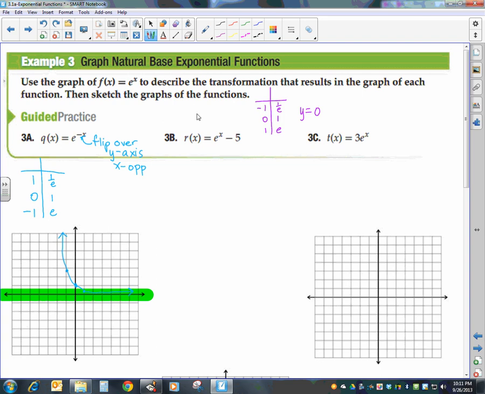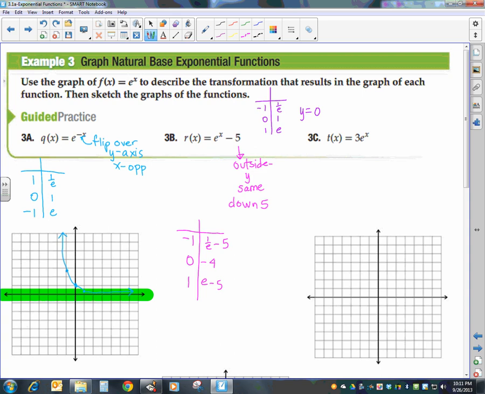Okay, look at the next one. What happens here? This is outside, so it affects my y, which means I'm going to shift down 5 units. I'm going to take my key points and subtract 5 from each of them. So I have -1, 0, and 1, and then I have 1 over e minus 5, -4, and e minus 5.